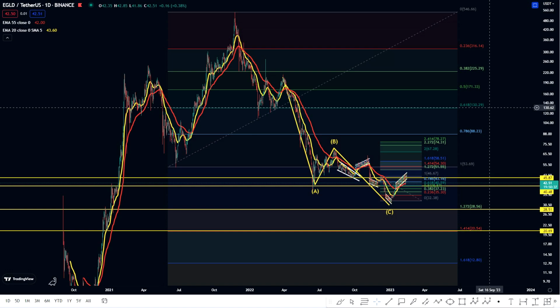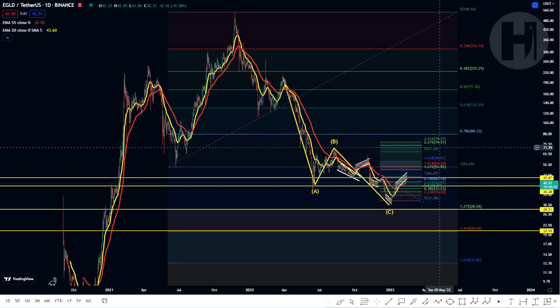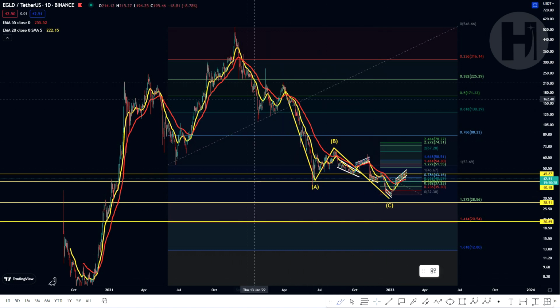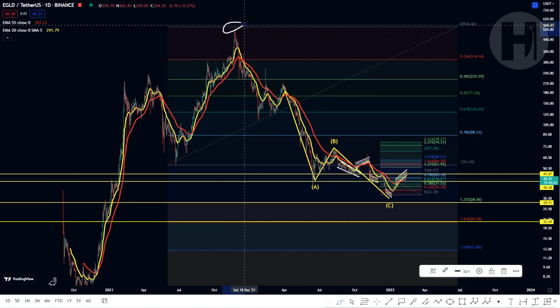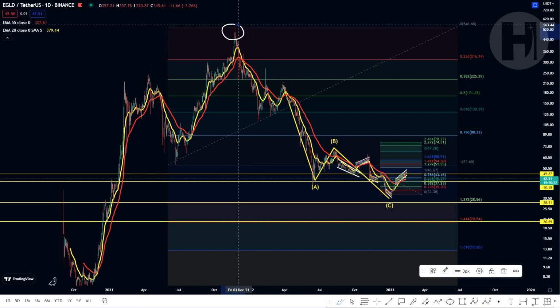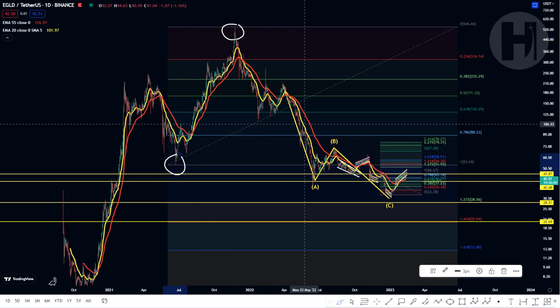Now, let's jump straight into the TA. So taking a look at Egld on the daily chart, we still have the same Fibonacci retracement. If you don't know how to use the Fibonacci retracement, there is going to be a link down below in the description where I explain how to use the Fib retracement, set some targets using the Fibonacci resistance and support levels. So watch that video if you're not familiar with the Fib and then come back here.